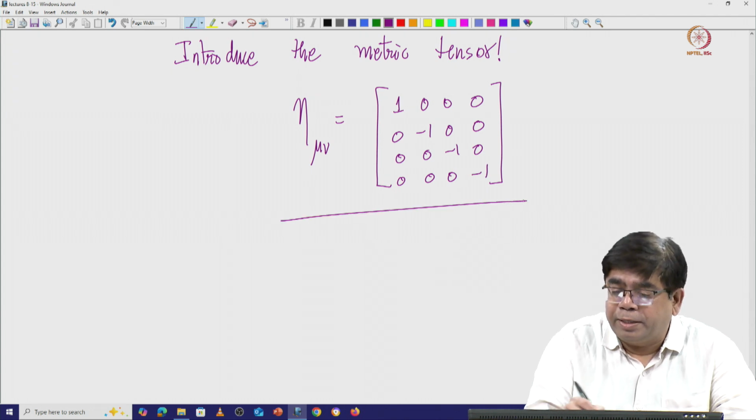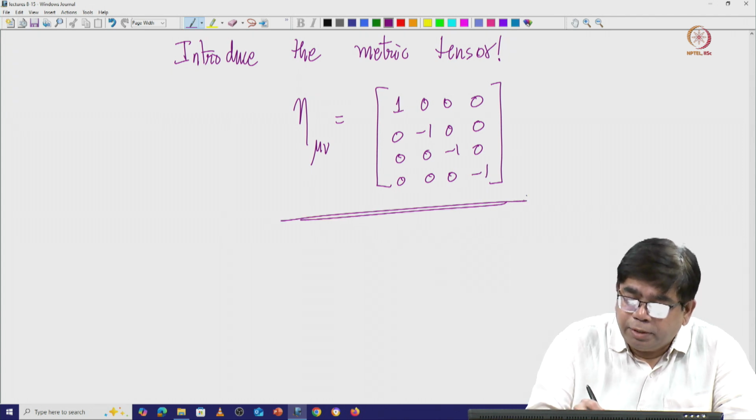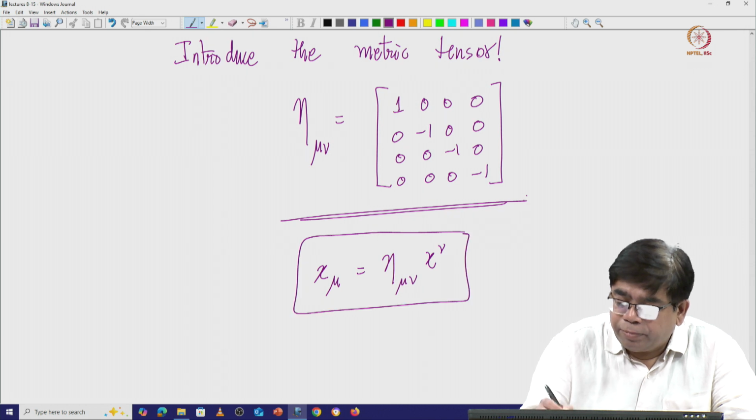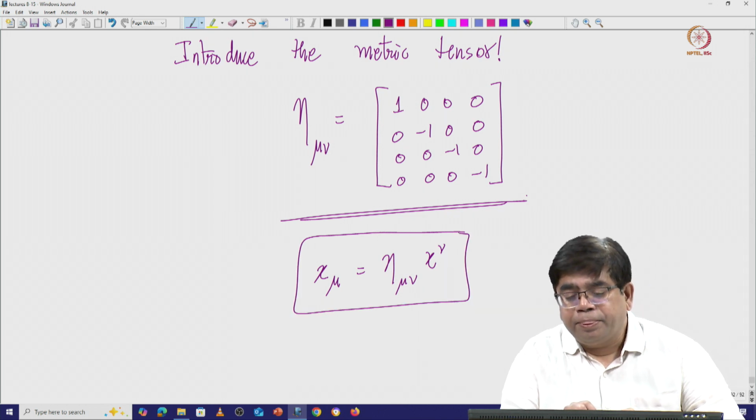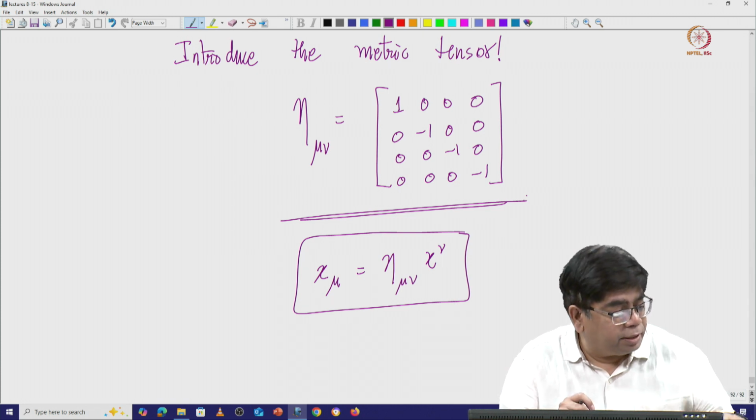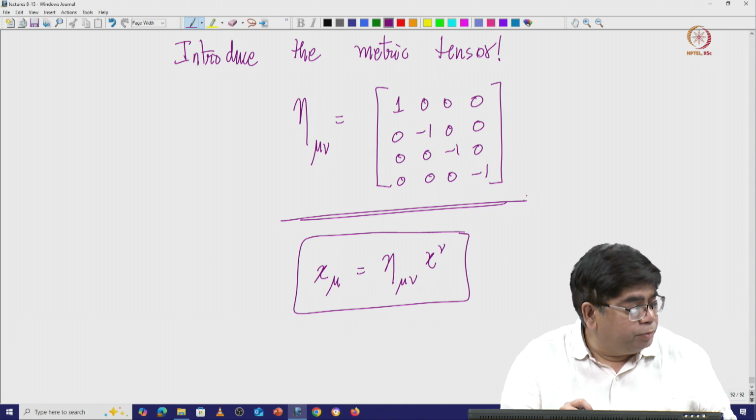So this is the metric tensor. What does the metric tensor do? It takes lower indices to upper. So if you have a contravariant tensor, it becomes a covariant tensor, and vice versa. Essentially, the metric tensor moves indices up and down.